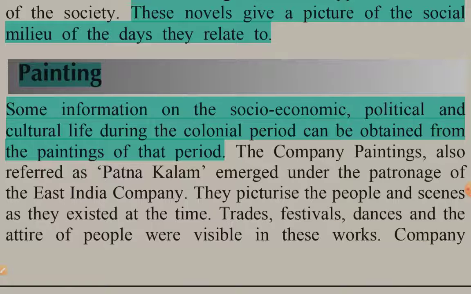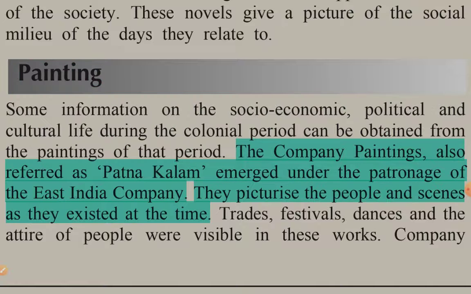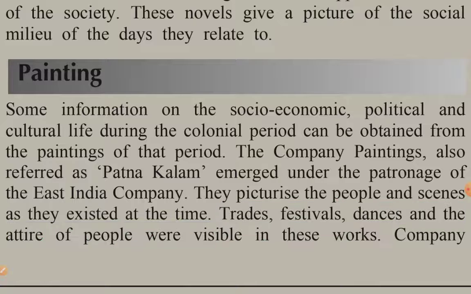These novels give a picture of the social milieu of the days they relate to. Paintings: information on the socio-economic, political and cultural life during the colonial period can also be obtained from the paintings of that period. The company paintings, also referred to as Patna Kalam, emerged under the patronage of the East India Company. They picturize the people and scenes as they existed at the time. Trades, festivals, dances and the attire of people were visible in these works.